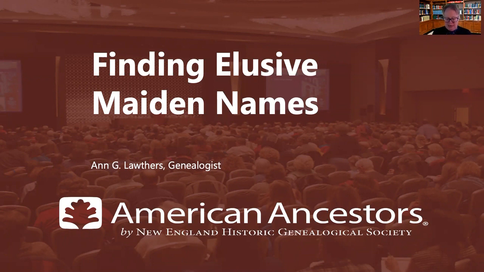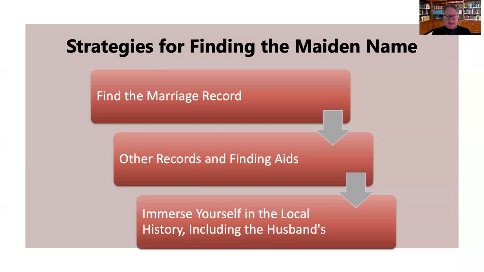For the next 20 minutes, I will be talking about finding the elusive maiden name. Now, there are three groups of strategies for finding the maiden name. The first is obvious, and you've probably already tried it, that is, finding the marriage record. Second, there are other types of records that have the maiden name, and there is a myriad of finding aids to help you locate them. Finally, there is immersing yourself in the local history of where your ancestress lived, especially where the husband of your ancestress lived.